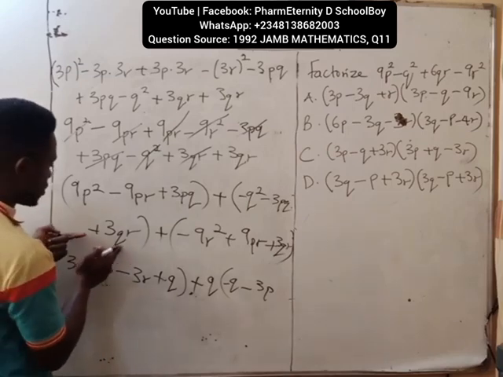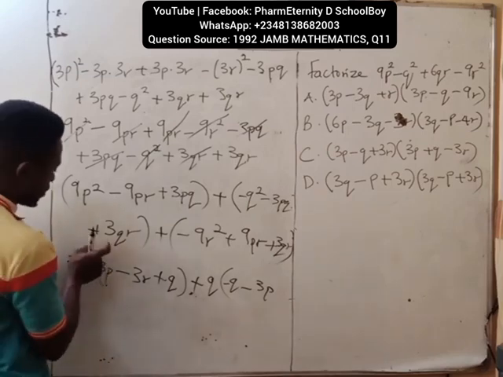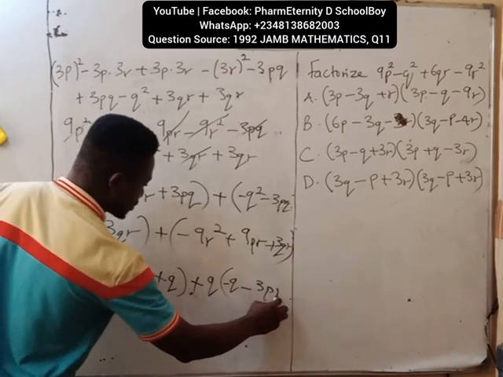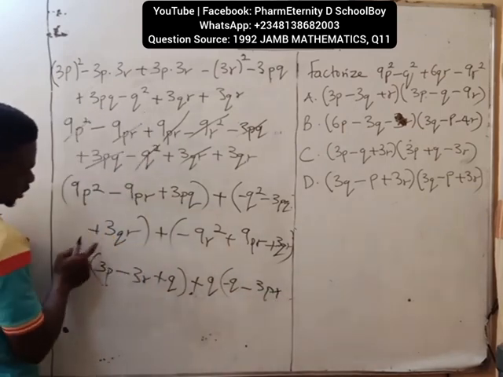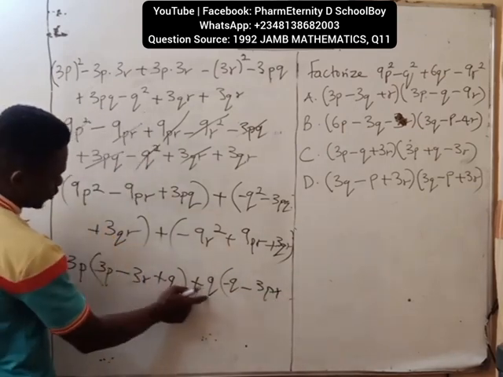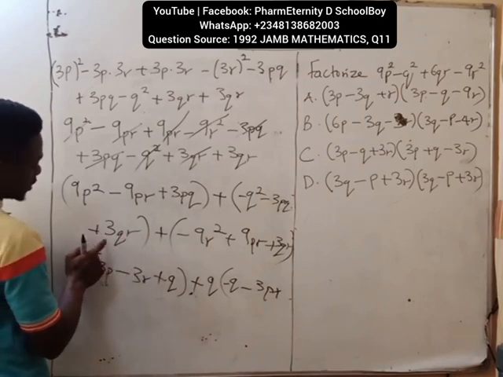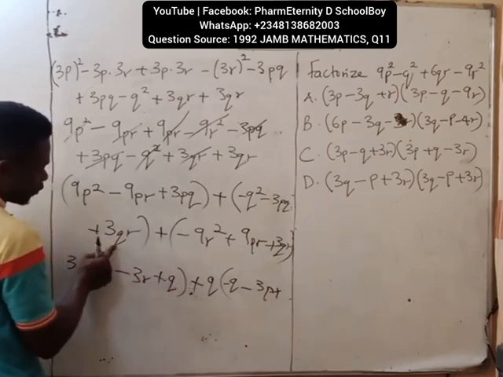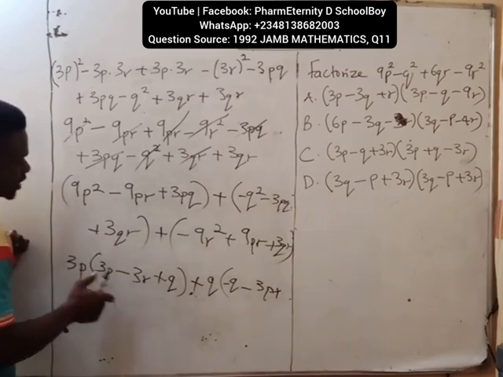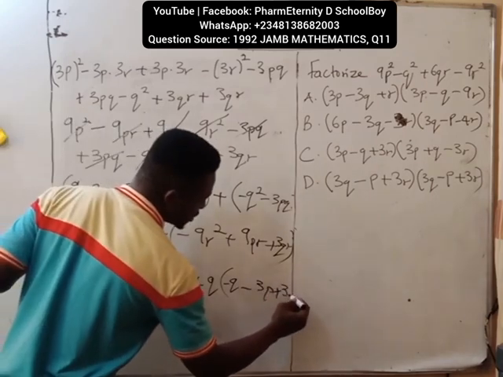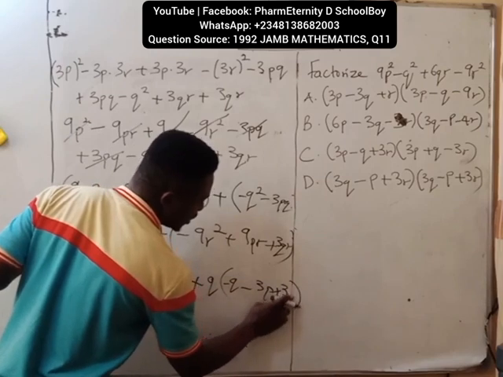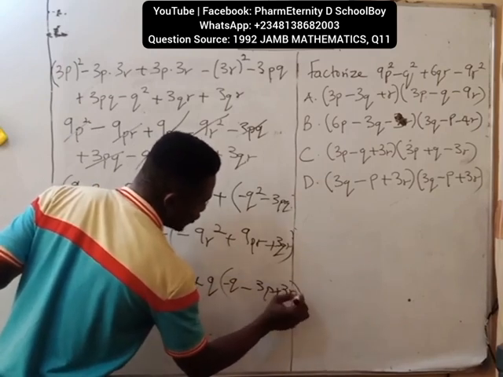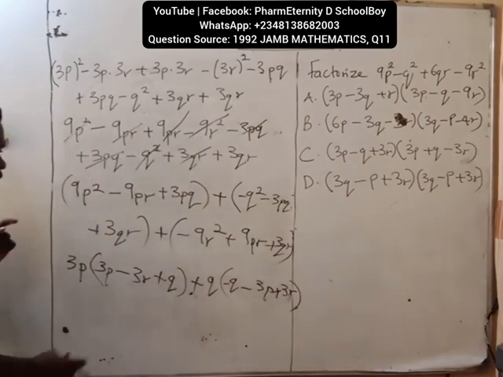Let's come here. I'll bring down the plus. 3QR divided by Q. Q only takes care of Q here, so what will remain is 3R. So here is 3R. I'll close the brackets. Now I'm done with this.